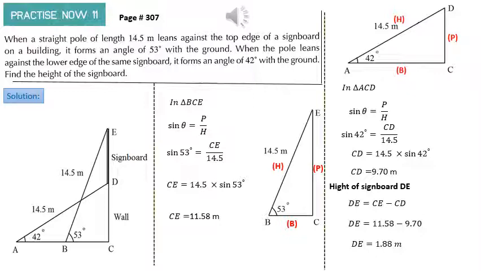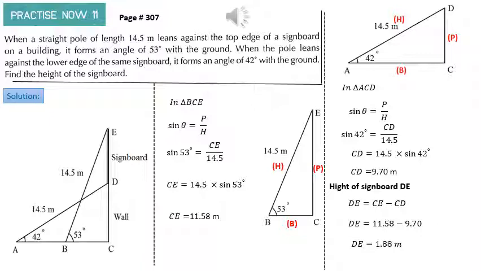Now we are going to find the length CD. In triangle ACD, sin theta is equal to perpendicular over hypotenuse. Sin 42 degrees is equal to CD over 14.5. CD is equal to 14.5 multiply sin 42. CD is equal to 9.70 meters, correct to 3 significant figures.